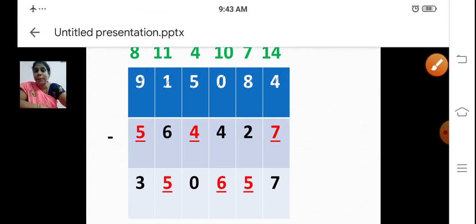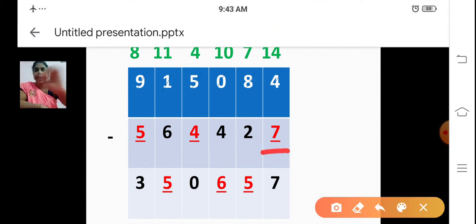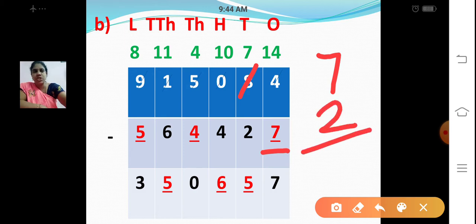Write 7 in the subtrahend place. Now let's move on to the tens place. What number am I having in the tens place? 7. So 7 minus 2. You know subtraction, right? After 2, 3, 4, 5, 6, 7. 7 minus 2 is 5. Write it down, 5.